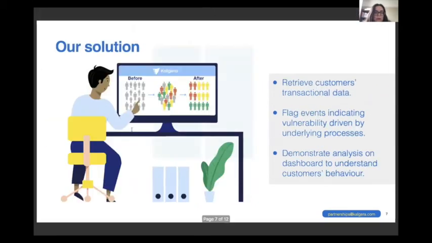Let me tell you how we do that. We do that in 3 steps. First, the platform retrieves customers' transactional data from payments or card transactions. We then flag events indicating vulnerability driven by underlying processes based on our financial abuse framework that we have designed and through deploying our algorithms that we have built. And lastly, we demonstrate the analysis on a dashboard with additional capabilities for financial institution specialists to simply and easily understand their customers' behavior to take relevant and timely action.